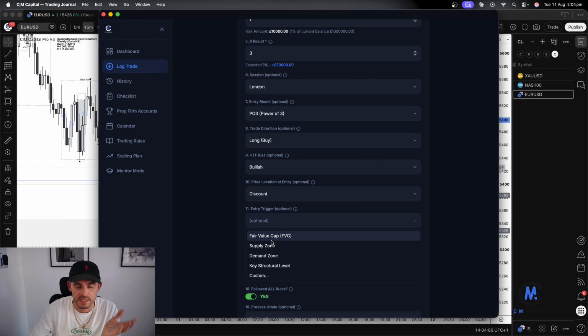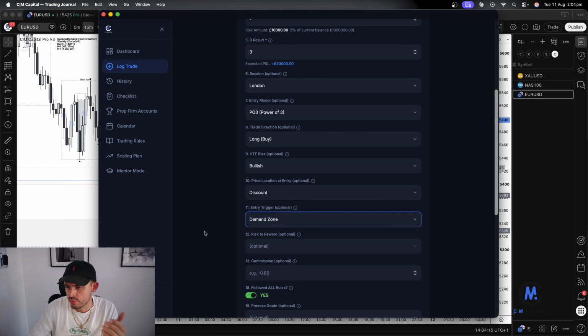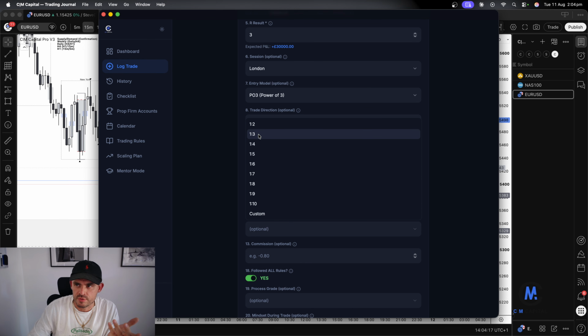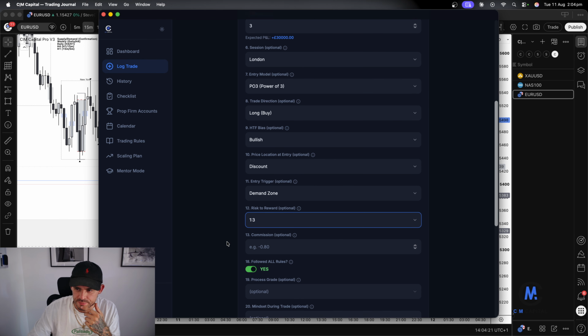Entry trigger. Obviously, everyone has an entry model, but what is your entry trigger? So this helps as well. So for me, I trade my entry trigger as a supply and demand. So I would say demand zone. Risk to reward is optional. Obviously, we've already kind of done that at the top there with our result. So we can just go for 1 to 3.